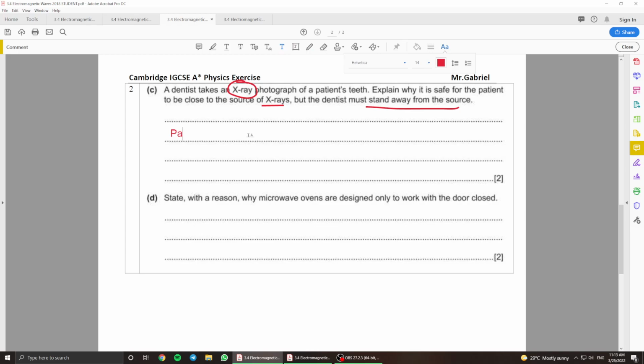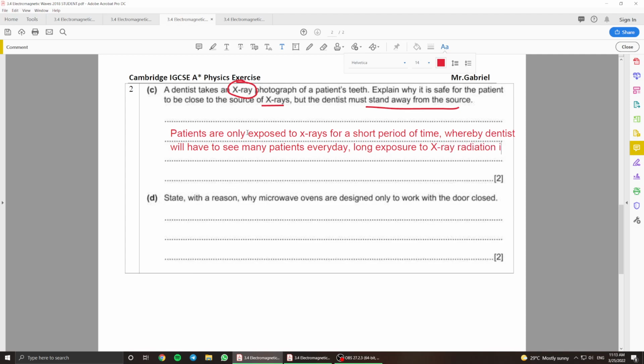So you could say that patients are only exposed to X-rays for a short period of time, whereas dentists will have to see many patients every day. Long exposure to X-ray radiation is harmful to human beings. Okay, this is how you're supposed to write this.